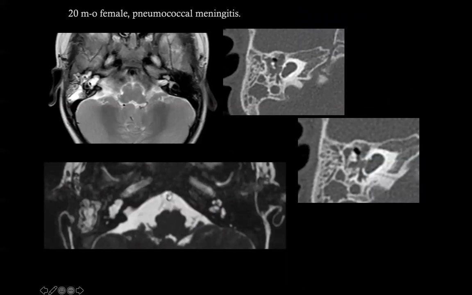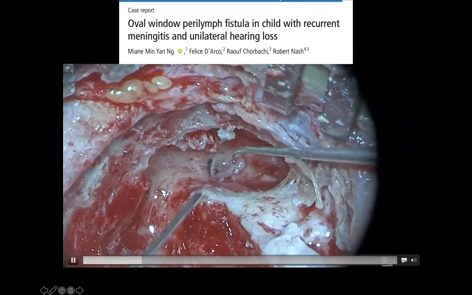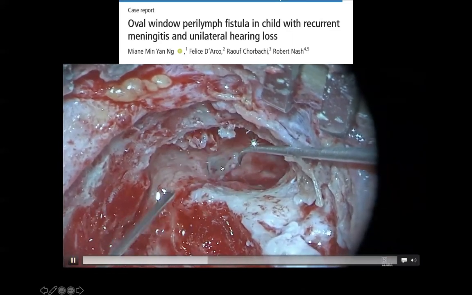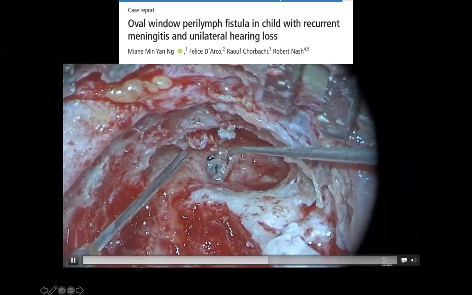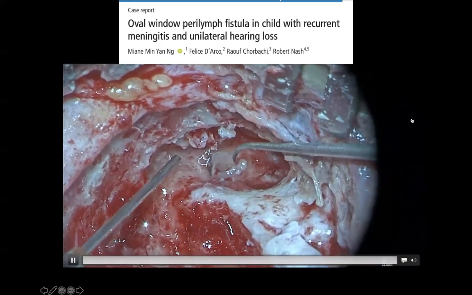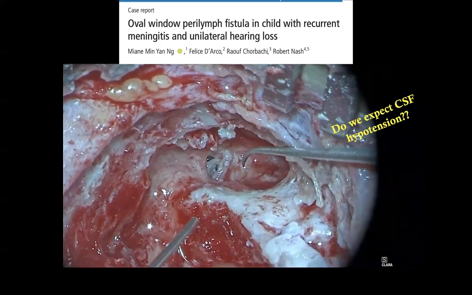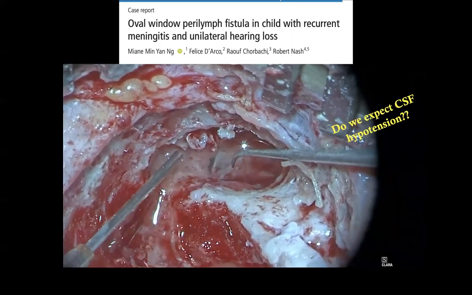Another important thing about CSF leak, look at this case, 20-month-old female with pneumococcal meningitis. There is a malformation of the ear and there is fluid here. That's not mastoiditis. This is oval perilymph fistula, so CSF perilymph fistula, where the CSF leaks into the mastoid, which is confirmed here. As you can see, this is the intraoperative video. You can see the CSF, this is the stapes basically pumping outside the stapes. I will show this case again in one of my workshops, but it's very important that in this case we have a CSF leak, just not in the spine, in the skull base.